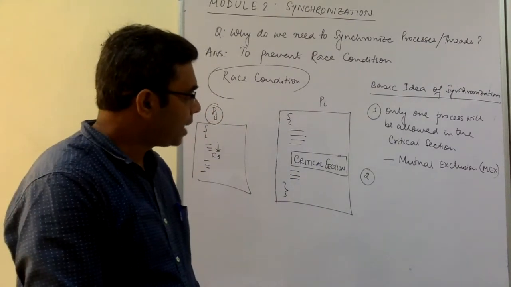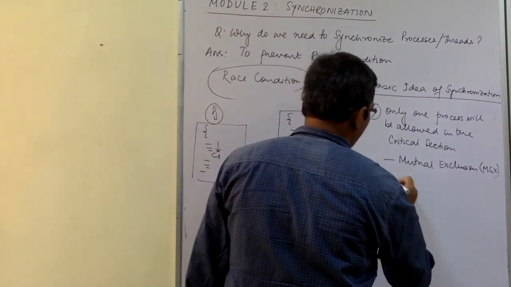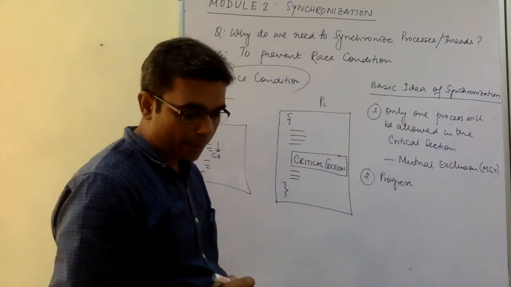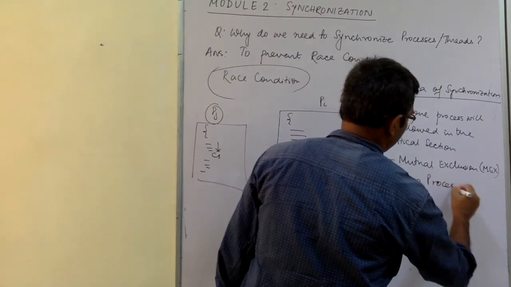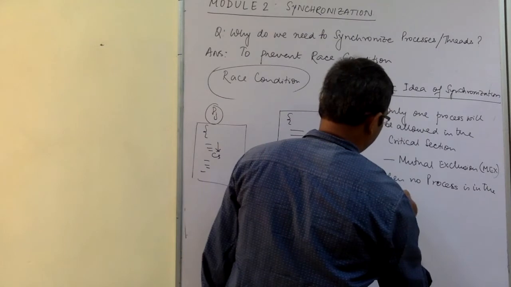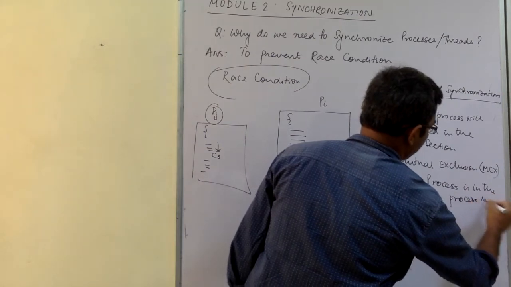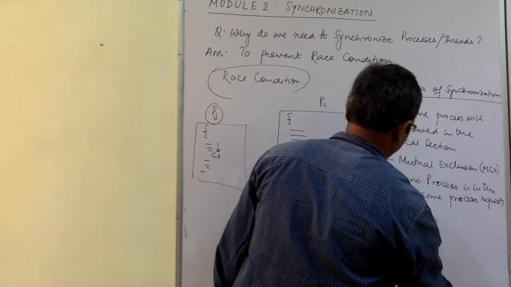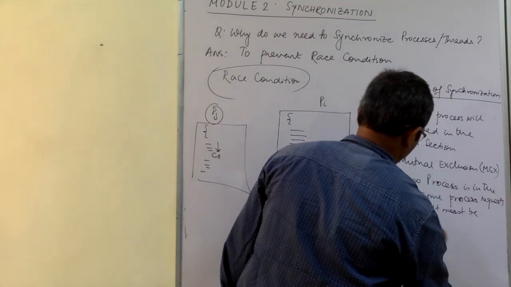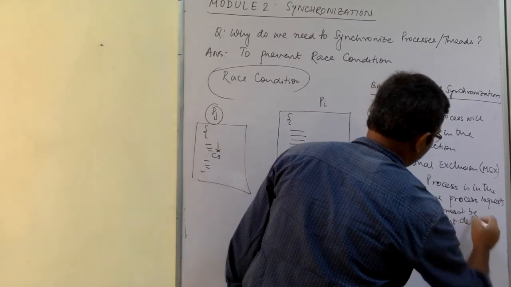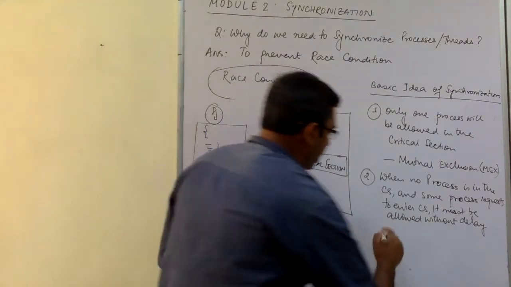Okay. The second condition that we need to keep in mind is something called the progress requirement. What is this progress requirement? When no process is in the critical section and some process requests to enter the critical section, it must be allowed without delay. So this is the second condition that we need to keep in mind, and this is known as the progress requirement.